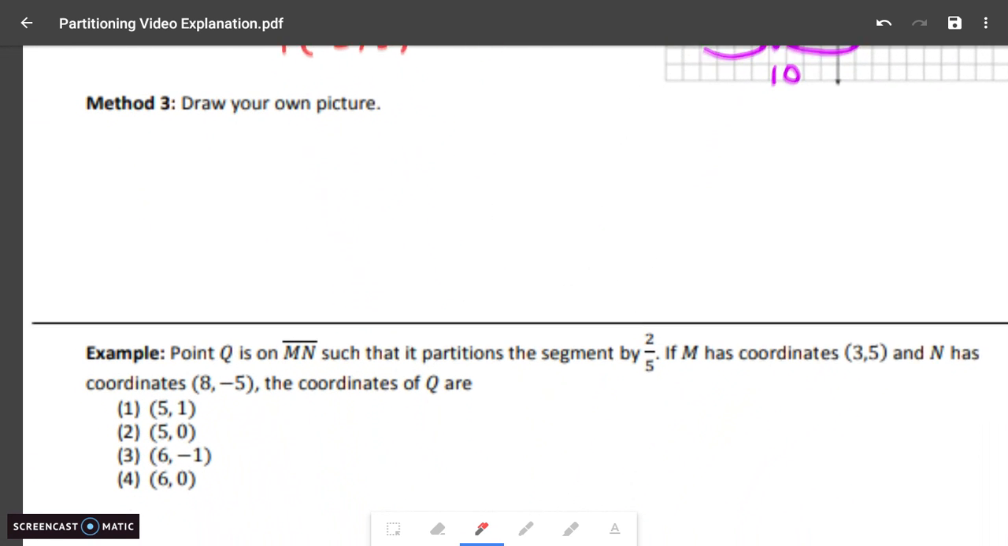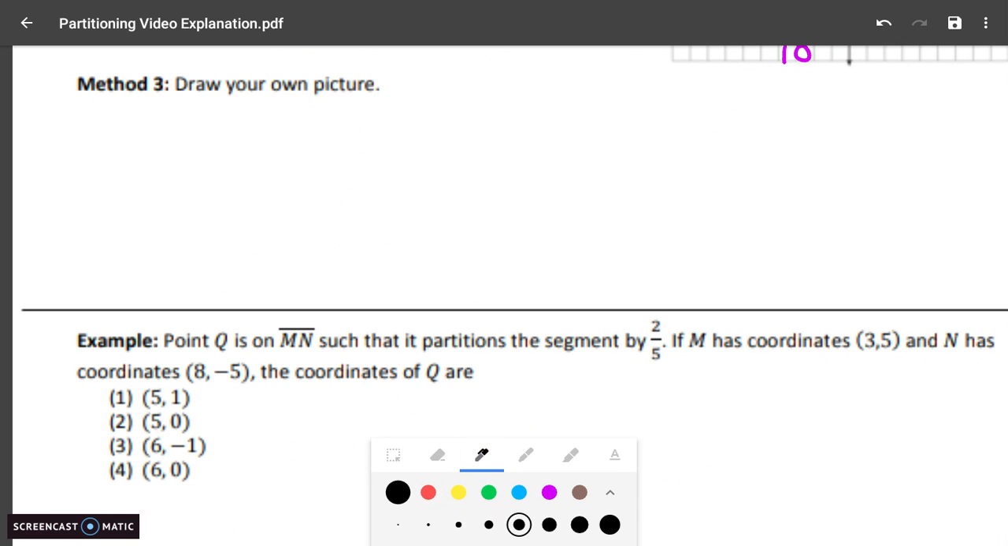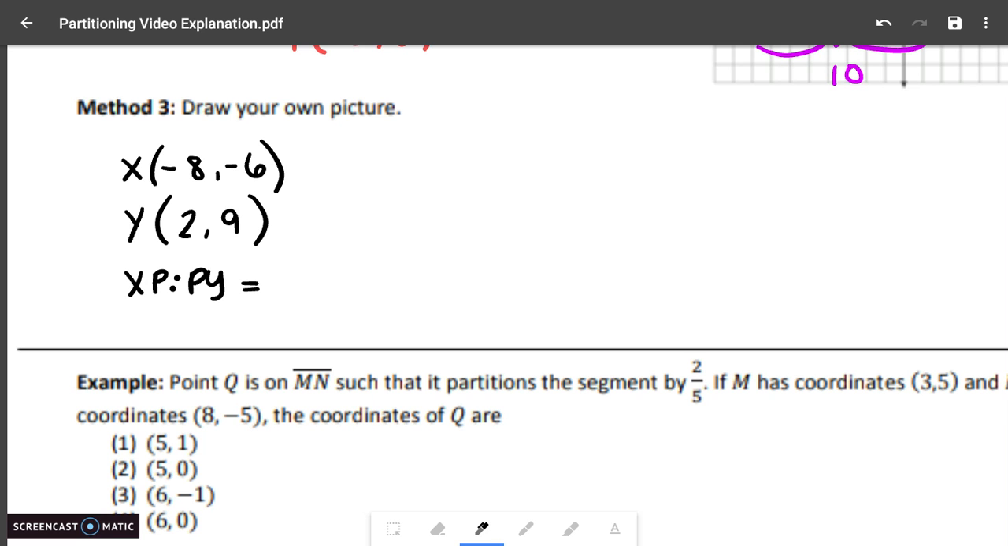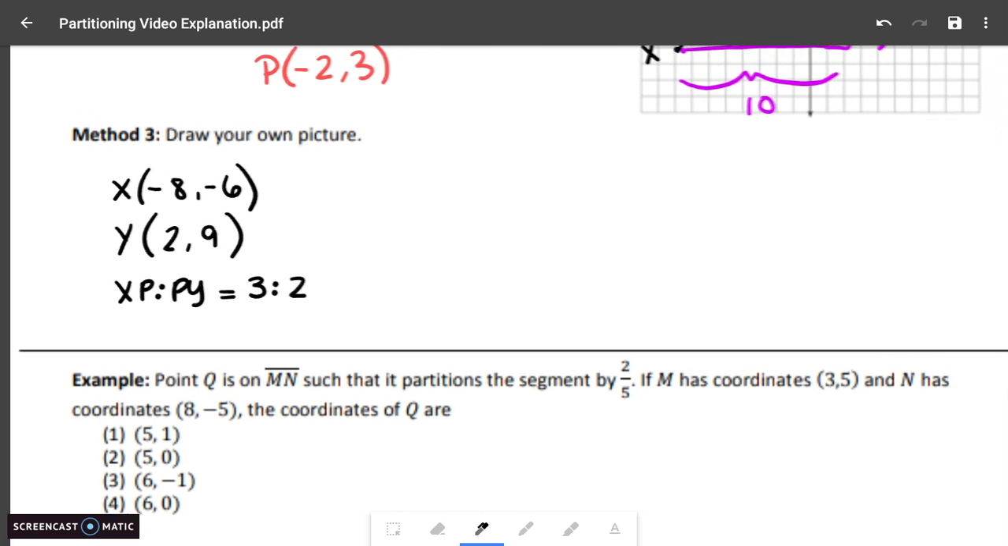Final method, which is the method we use more often in class, is, again, I'm just going to rewrite my points here. We know x is at -8, -6. Y is at 2, 9. and our ratio xp to py is equal to 3 to 2.